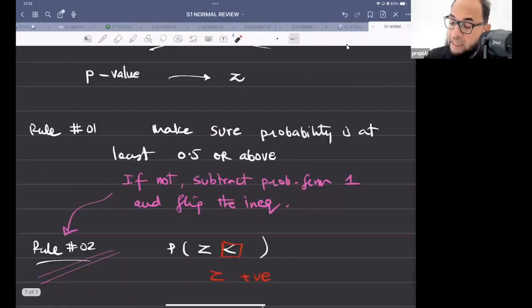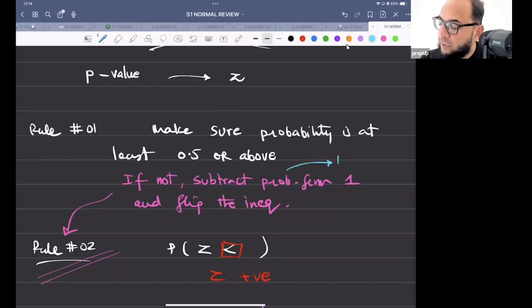But before that, make sure the probability is at least 0.5. If not, subtract probability from 1 and flip the inequality. I can even write this: subtract the probability from 100%, subtract the percentage from 100% and flip the inequality. So that can also be written.